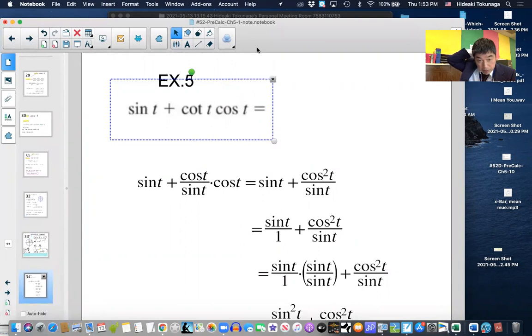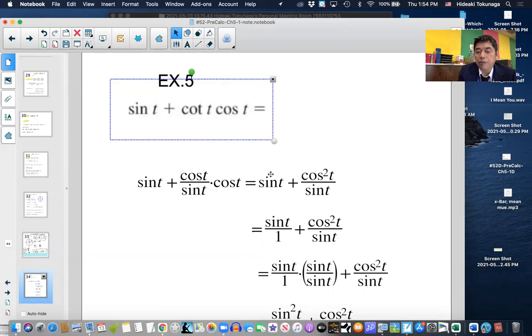Sine t plus cotangent t and cosine t. So how do you write down cotangent t? Cotangent t represents cosine t over sine t. So first thing you have to write down this. You cannot cancel out, so we have to carry on to this. Since this is a multiplication, the left hand side you carry on as it is, sine t and cosine squared t over sine t.